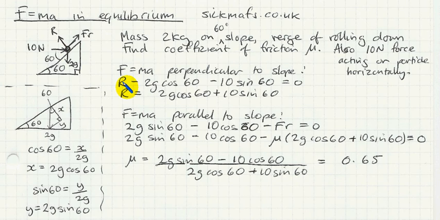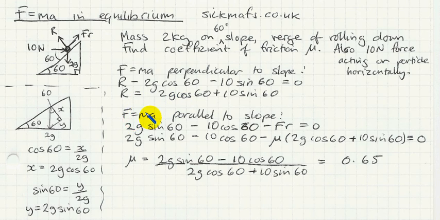So you've got your reaction force minus 2g cos theta minus 10 sine 60. I said theta there, I meant 60 there. Anyway, equals 0. And then rearranging gets you R equals all this stuff, just bringing it over to the other side. Okay, so that's one equation.